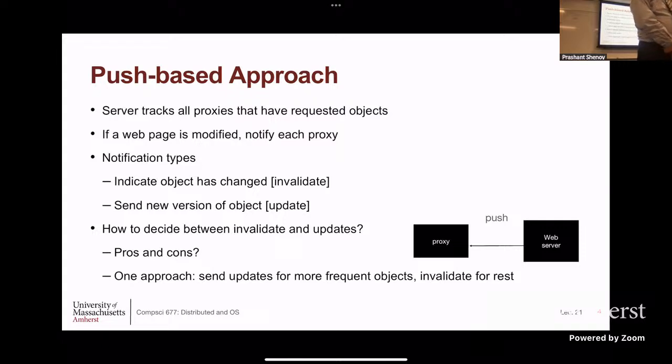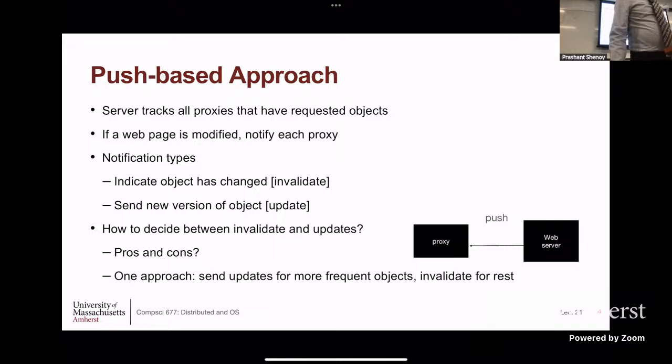On the other hand, if the URL that has changed is not very popular, it's infrequently accessed by the user, there is no reason you want to send an update, because what if nobody accesses it afterwards? You paid all this extra cost of sending this page, but nobody accesses it because it's not very popular. So in that case, you're better off just sending an invalidate so that the object is removed from the cache, there's no stale version. And then if somebody accesses that page subsequently, it's going to be a cache miss, and the proxy is going to request it anyway.